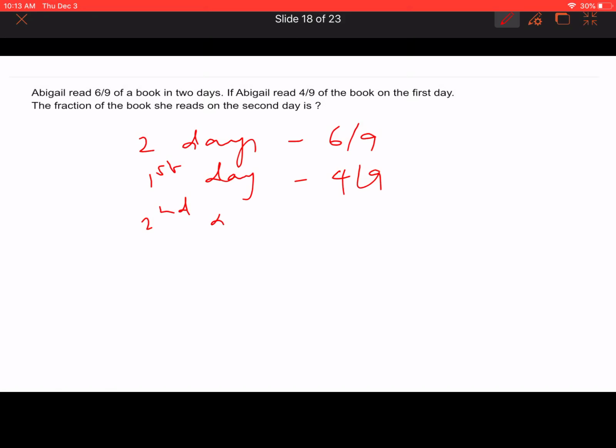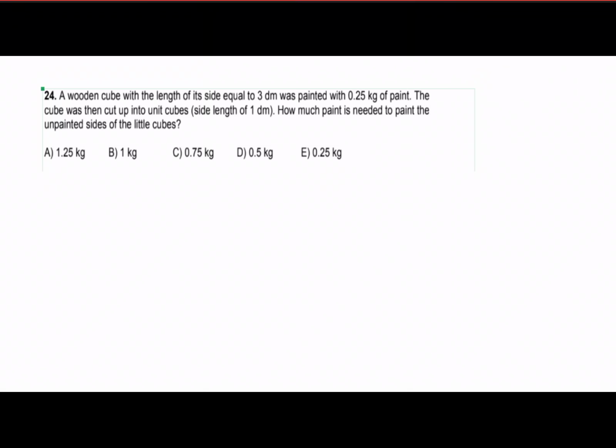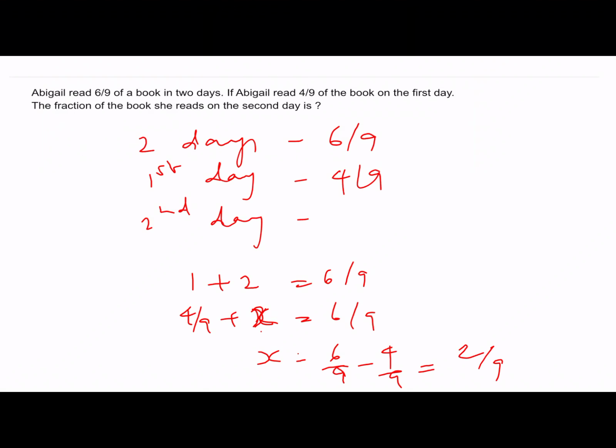So this is too easy, right? In total, over the first day and the second day, she is able to read 6 by 9. The first day she read 4 by 9, right? So this is very easy. If I call the second day x, it is 6 by 9 minus 4 by 9, that is 2 by 9. So this is a very quick problem. Such problems also appear in the exam.